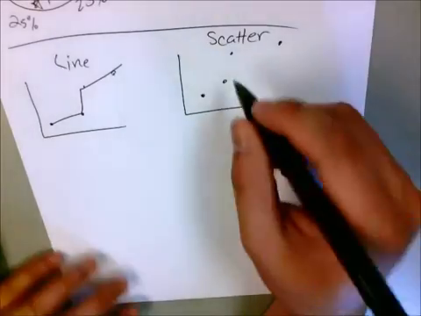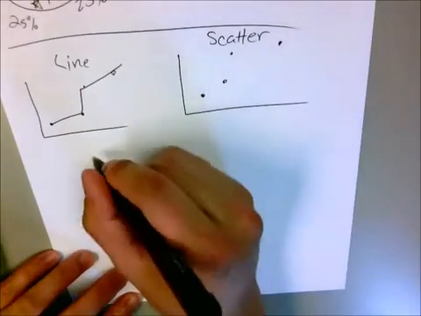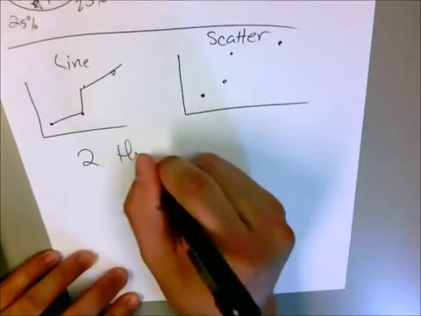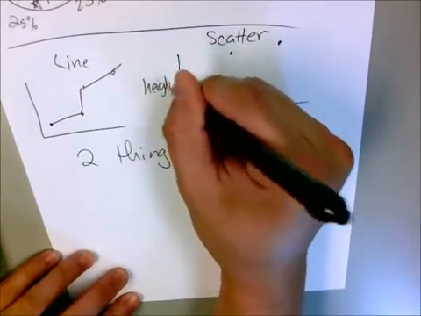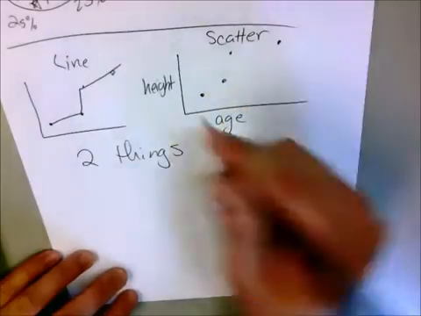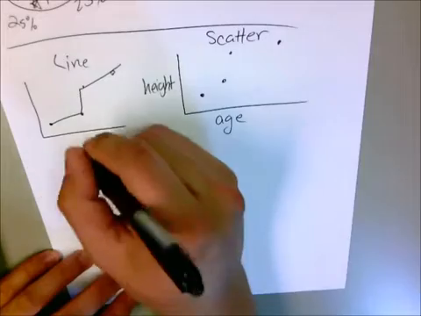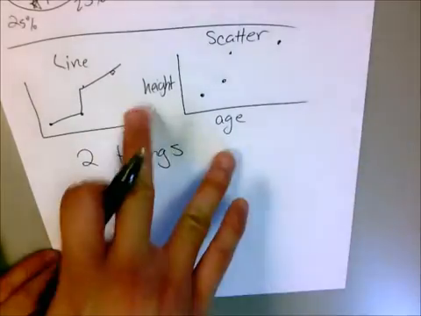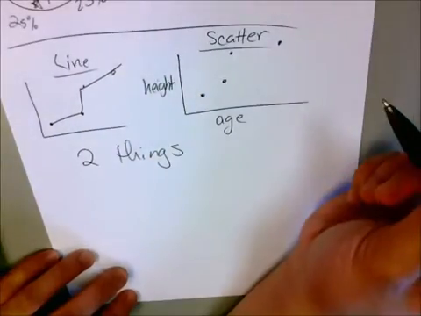Just for the record, line and scatter plots are great for comparing two variables. If you have two things and you're comparing just these two things, like height and age, as you get older, you generally get taller, right? And then this one would be whatever. You get the idea. If you're comparing two variables, line and scatter plots are the number one thing to use.